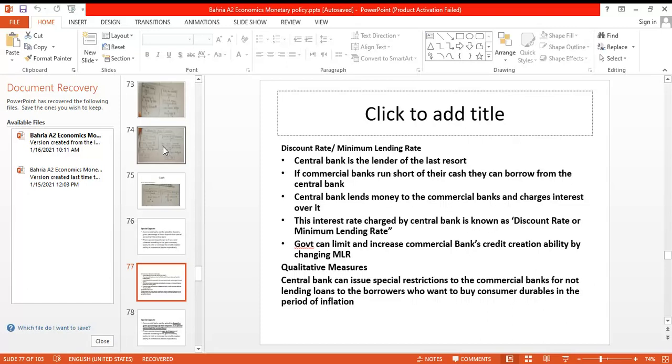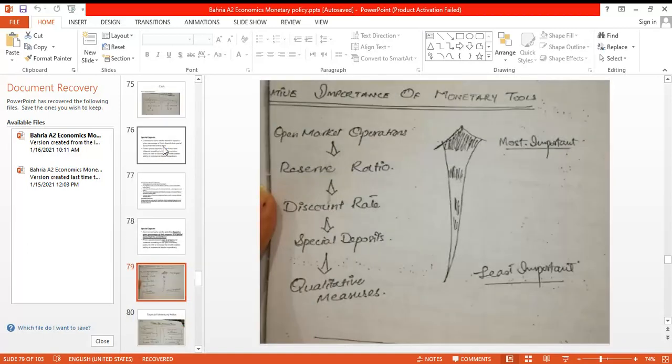Another thing is qualitative measures. All right. Here the government, or the central bank, can simply ask the commercial banks not to lend to individual borrowers, not to lend to people who want to borrow money for too much consumption. Because if you continue to lend them and they continue to consume, what happens? There will be more money in the system, and there will be more inflation in the system. So these are things that can be done.